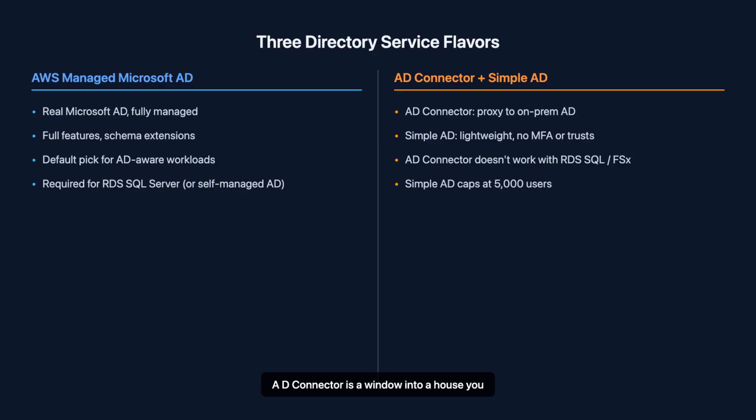works there. AD Connector is a window into a house you already own, a thin proxy back to on-premises Active Directory, with no credentials stored in Amazon Web Services. And Simple AD is a small cottage that looks like the house from a distance but is missing most of the rooms. Lightweight, no MFA, no trust relationships, capped around 5,000 users. One decision rule worth pinning down: AD Connector does not work with RDS for SQL Server or FSx for Windows. Those workloads need a real directory, which means managed Microsoft AD or self-managed Active Directory.